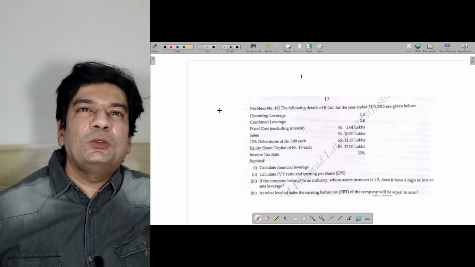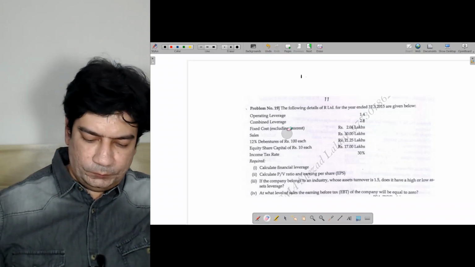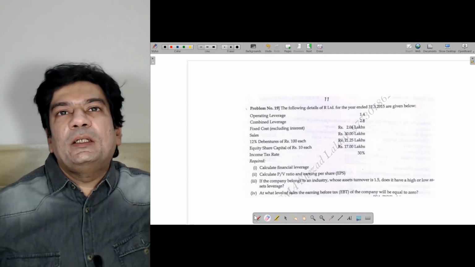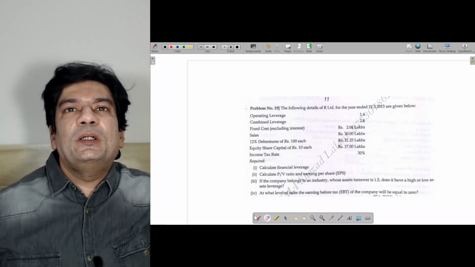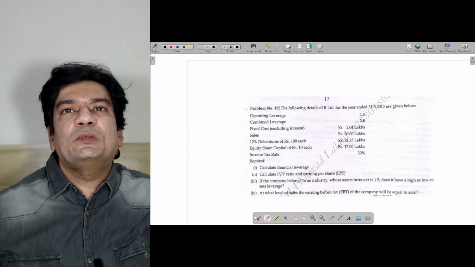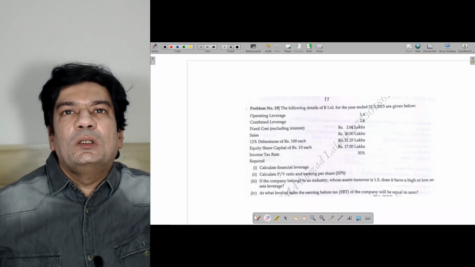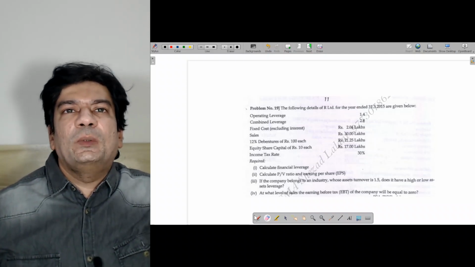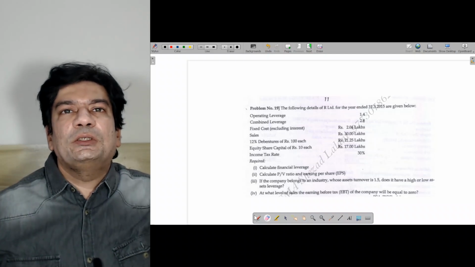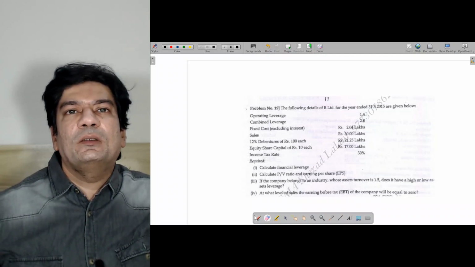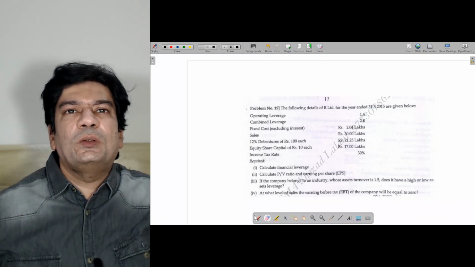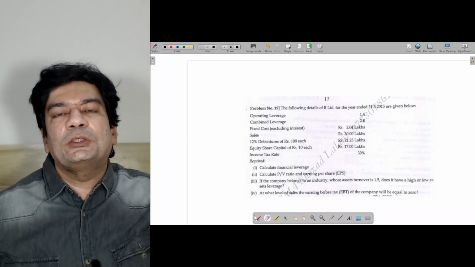So now we are going to start with the 11th sum. I'll read the 11th sum. The following details of R Limited for the year ended 31st March 15 are given below: operating leverage, combined leverage, fixed costs excluding interest, sales, 12% debentures, equity share capital and income tax rate. You are required to calculate the financial leverage, the profit volume ratio and the earning per share.